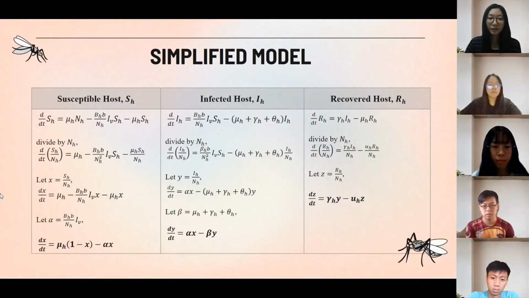Next. To simplify our model, we divide all the differential equations by NH. Then we assume x equals SH divided by NH, y equals IH divided by NH, and z equals RH divided by NH. So the differential equations in our modified model are now simplified in terms of x, y, and z.